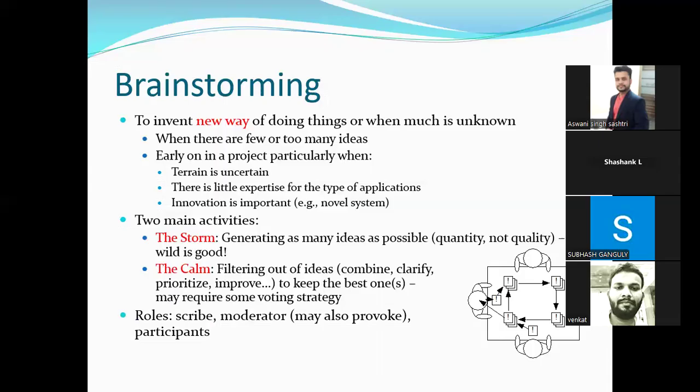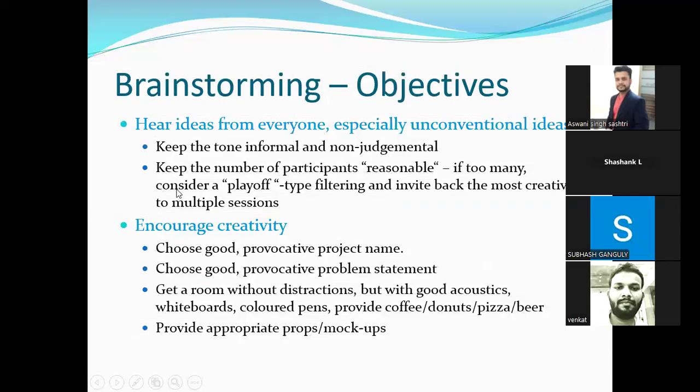Now, for doing the brainstorming, we have three roles, guys. One is a scribe, second is moderator, and third is the participant. I will explain the role of a scribe, moderator, and participant in the next slide. Before going there, let's understand the objective of the brainstorming.